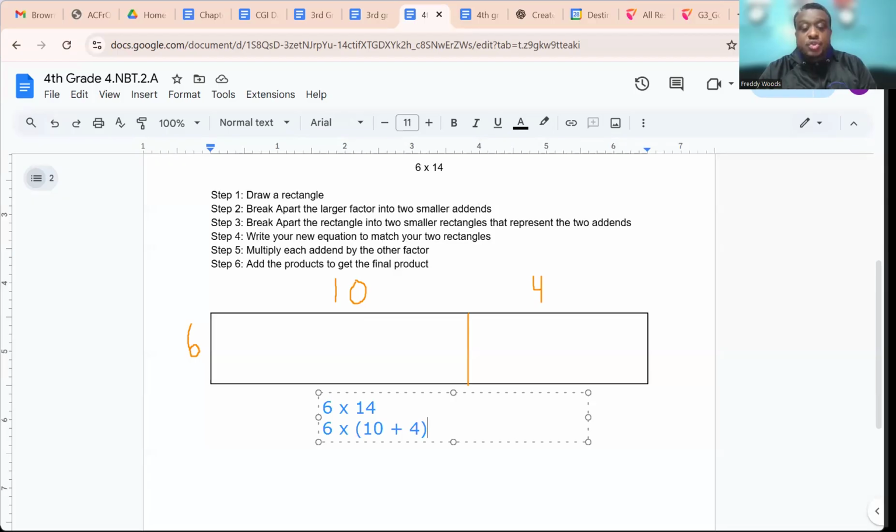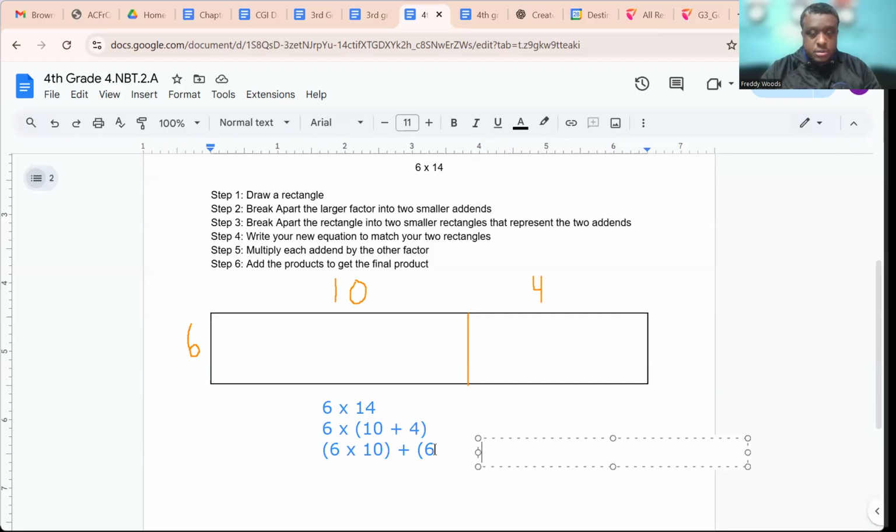So I broke apart my bigger number. Now I'm going to distribute that 6, right? So now I'm turning that into 6 times 10, put my parentheses around that, plus parentheses 6 times 4, close parentheses. All right. So this is my new equation.